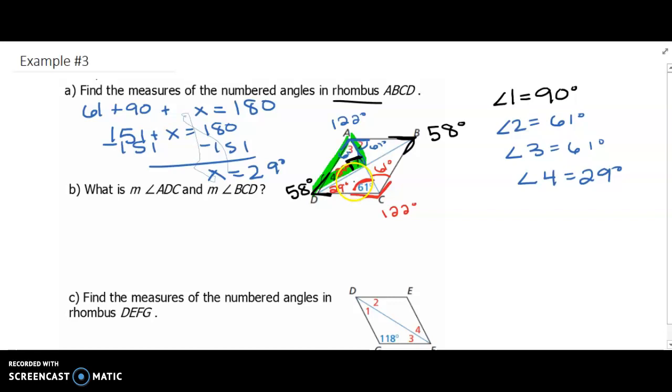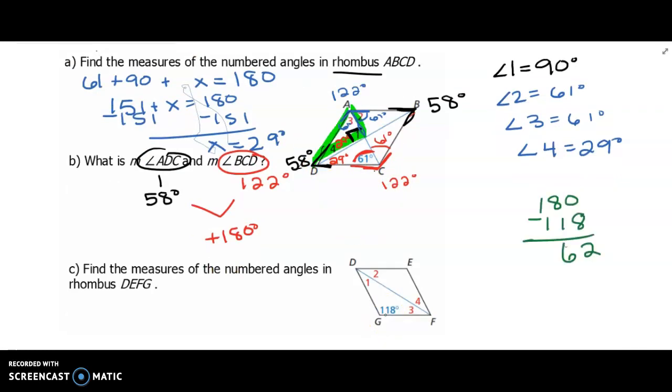Okay, so ADC, where's ADC? ADC right here, we just said this is 58 degrees. And BCD, this is 122 degrees. And notice, if you add these, they add to 180 because this is a parallelogram and consecutive angles are supplementary. All right, if I look at C, this is 118 degrees here. And I know consecutive angles are supplementary, which means this has to be 62, this has to be 62. Properties of a rhombus, these bisect, so all of them are 31 degrees.